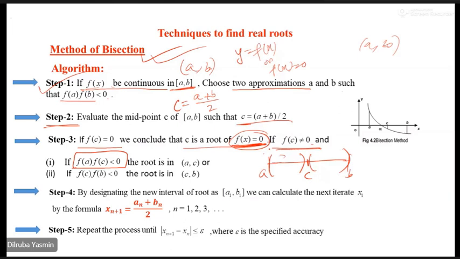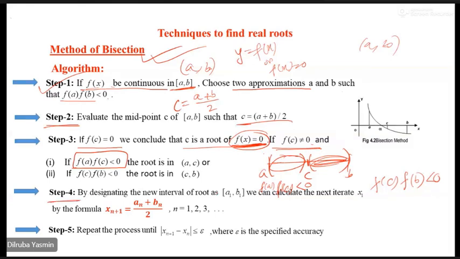So if you see f of A times f of C, that means you substitute the A value instead of x, then substitute C instead of x, and do this operation f of A times f of C. If you get that it is less than 0, that means a real root exists in this open interval, isn't it? And if f of C multiplied with f of B is less than 0, that means a real root exists in this open interval. Alright, if these conditions are satisfied in the third step, then you move on to the next step.